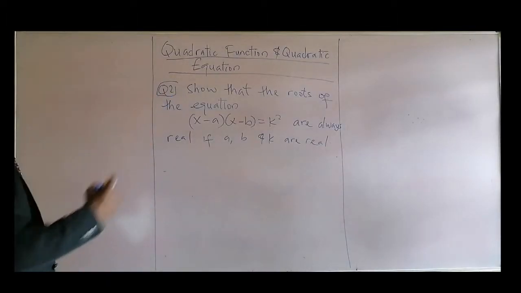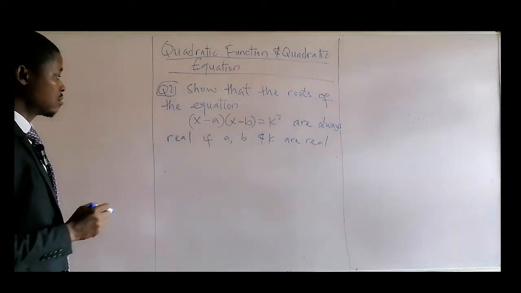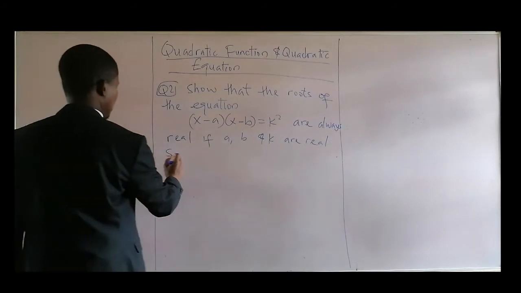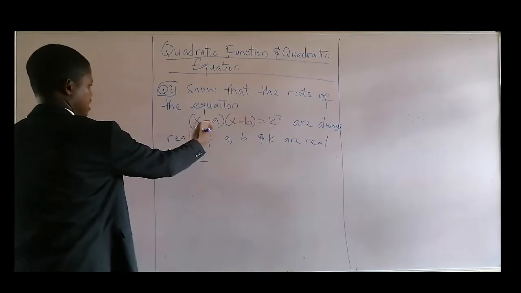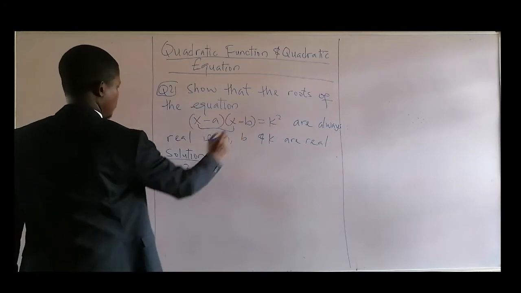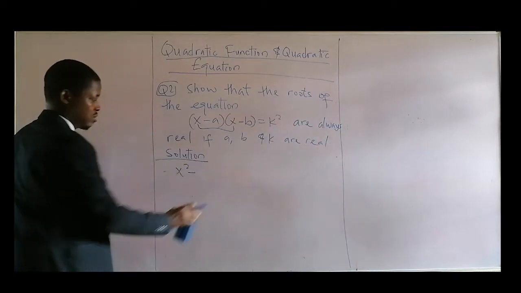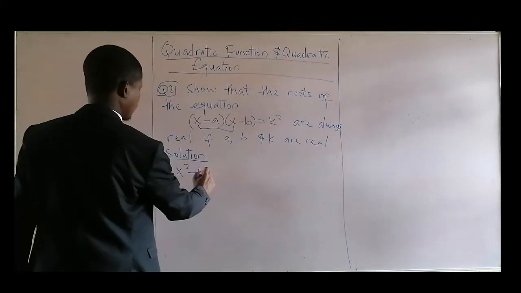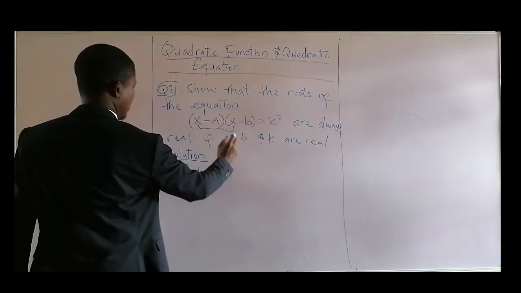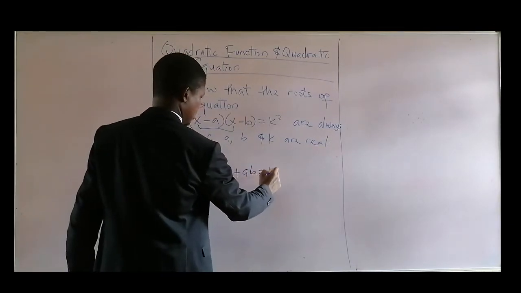So that's that on that question. Next: show that the roots of the equation (x minus a)(x minus b) equal to k squared are always real if a, b, and k are real. So this is very simple. What we do first is the expansion of this, which will be x squared, then minus bx, then minus ax, and then minus a times minus b, that's plus ab. Then we equate to k squared.